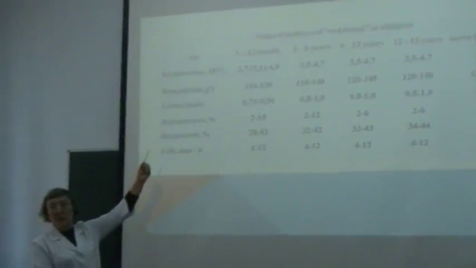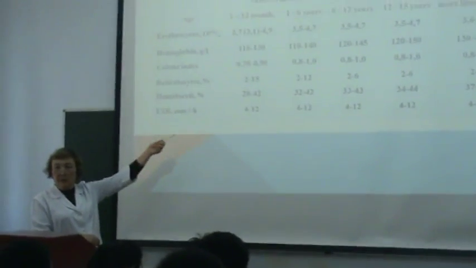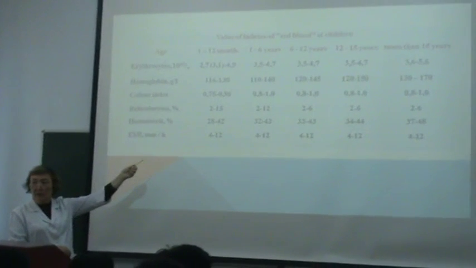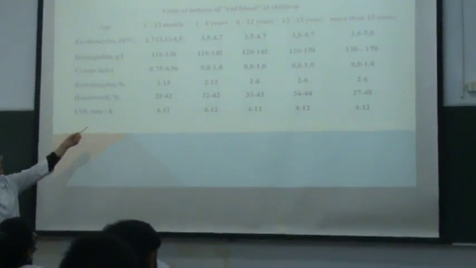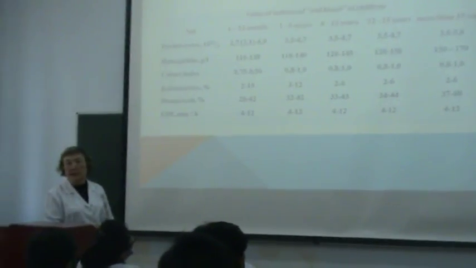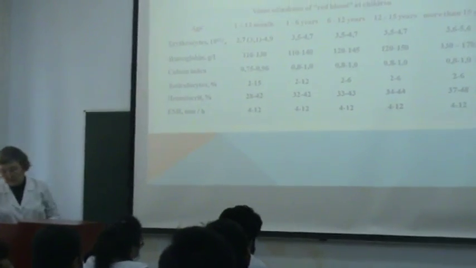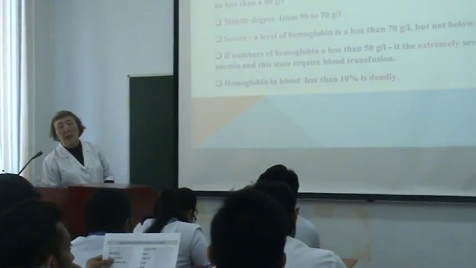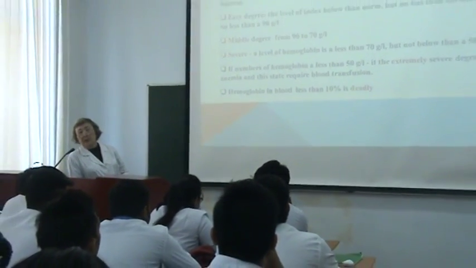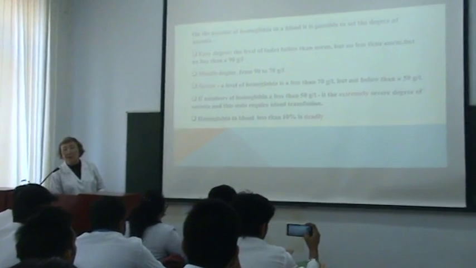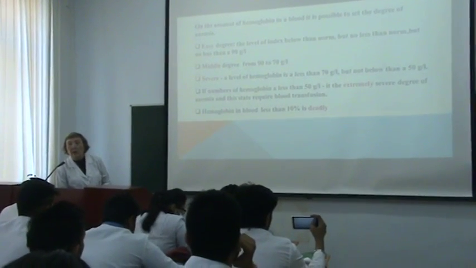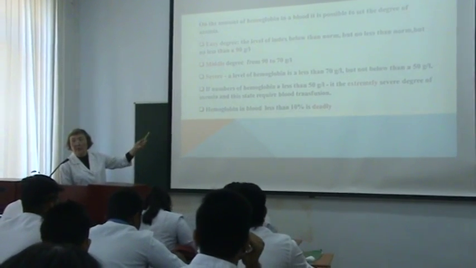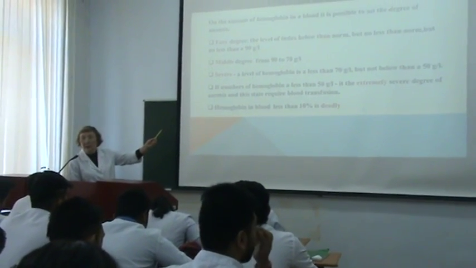At the second and third month, erythrocytes and hemoglobin go down, and next they increase again. By the amount of hemoglobin in the blood, it is possible to set the degree of anemia. We distinguish different stages of anemia.